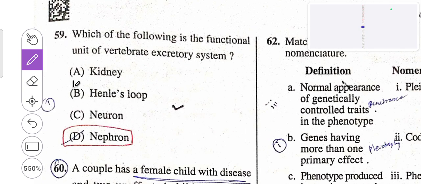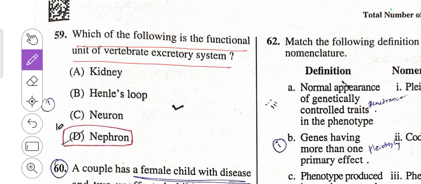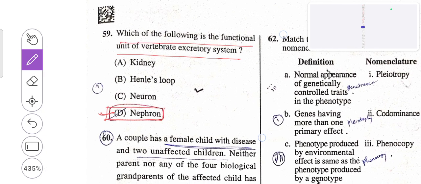Then the 59th question. Which of the following is the functional unit of the vertebrate excretory system? The functional unit of the vertebrate excretory system is the nephron. So the nephron is the functional unit of the kidney. So D is the answer.